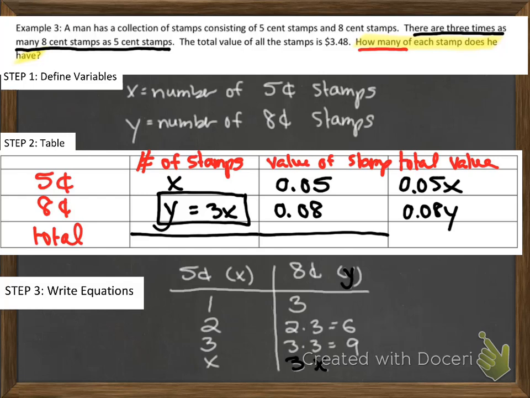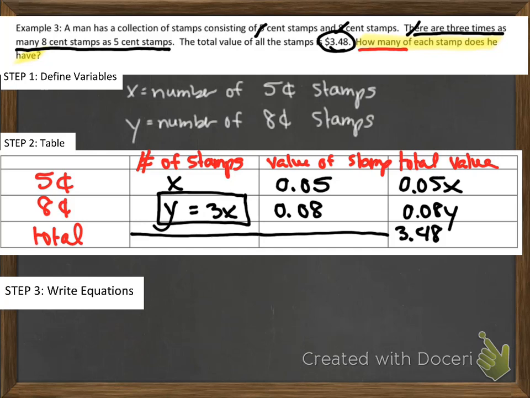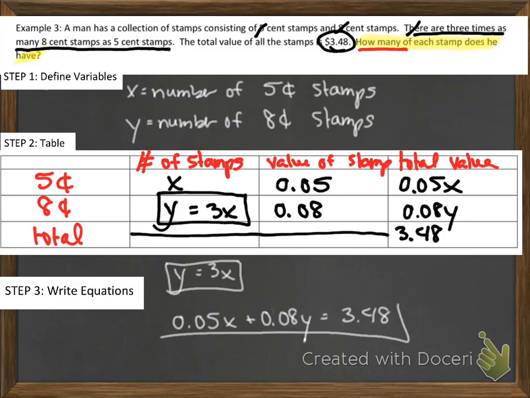So what information have we still not used? We've used this piece of information and that piece of information. We've used this sentence. What about the total value? We haven't used that. So the total value of all the stamps is $3.48. I'm going to erase this down here so that we have some room. So my 2 equations are that y equals 3x, and my other equation is that 0.05x plus 0.08y equals $3.48. These are the 2 equations for this problem.